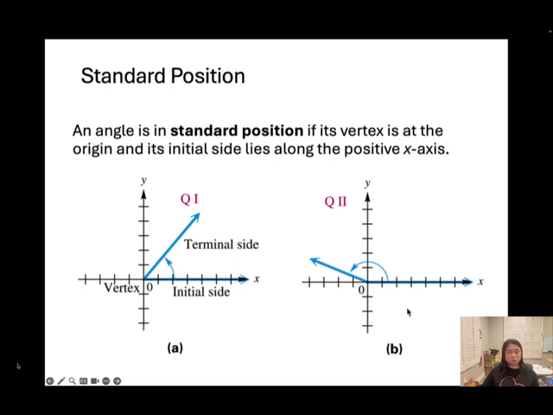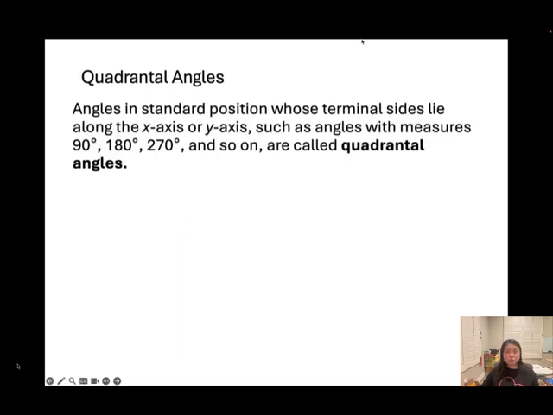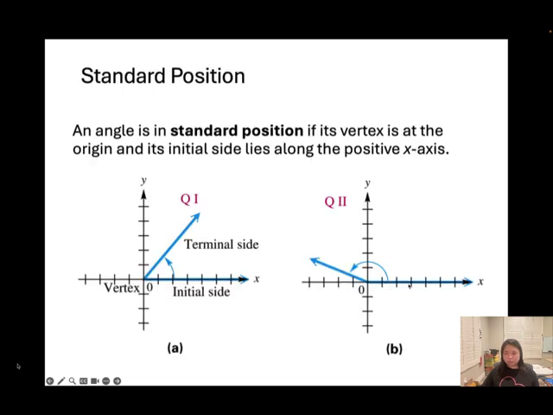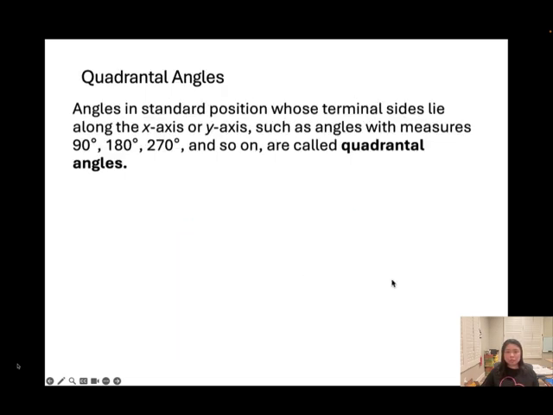Quadrantal angles. Angles in standard position whose terminal sides lie along the x-axis or y-axis, such as the angles with the measure 90 degrees, 180, 270, and so on, are called quadrantal angles. So look at this picture. Lying on x-axis or y-axis. So this is 0 degrees, 90 degrees, 180, 270, or 360. If your terminal side is lying on this 90, 180, 270, or 360, we're going to call this quadrantal angles.